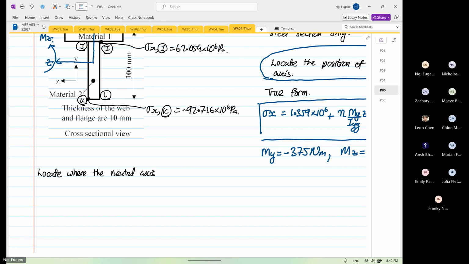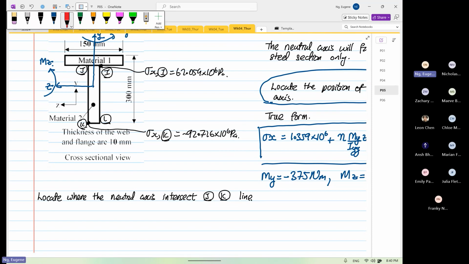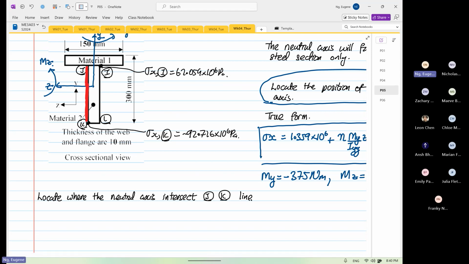Axis, intersect, intersect, JK line. So the JK line, right, is basically this line over here. I'm sketching in red. Okay, JK line.